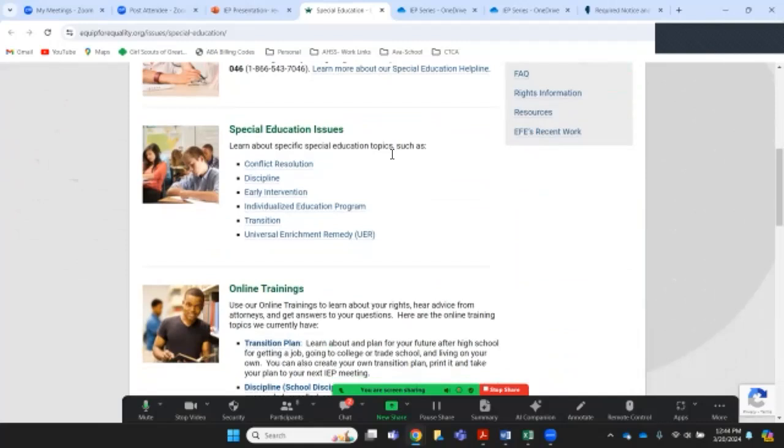So if you're like, I'm really confused as to conflict resolution, like what happens, or my child is going to be or has been disciplined about something and they have an IEP. What does that look like? Or why are they still being disciplined? They can't handle their own behaviors. There's a behavior plan in place. Like why? So this can kind of help walk you through some of those things.